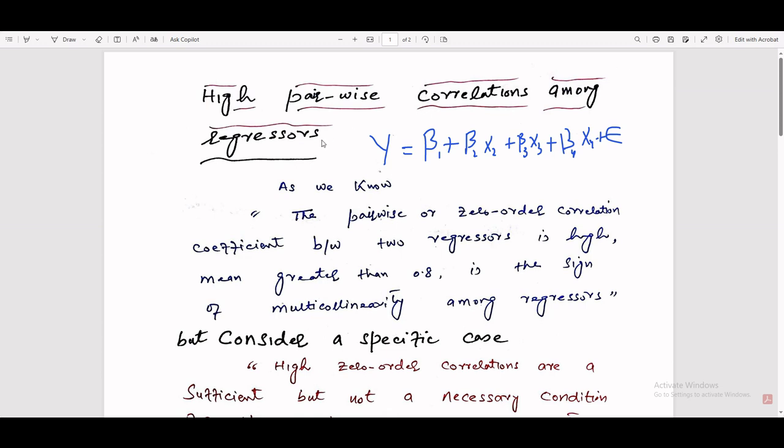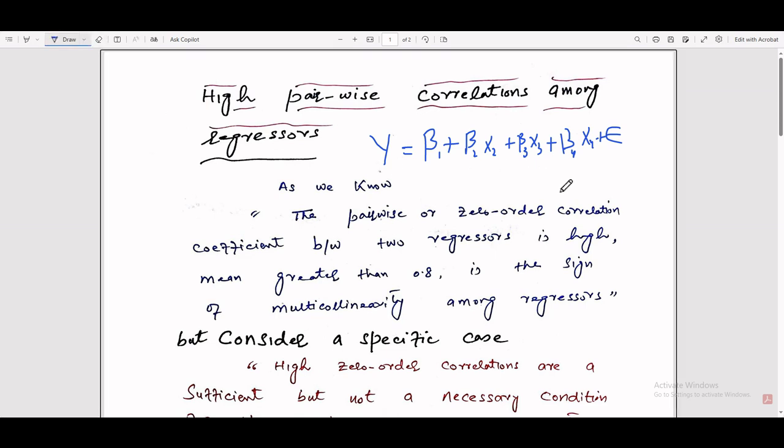As we know, if we have two regressors and the relationship between them is very high, meaning greater than 0.80, the range of correlation coefficient is between -1 to +1. So if correlation is greater than 0.8, then this is the sign of the presence of multicollinearity.